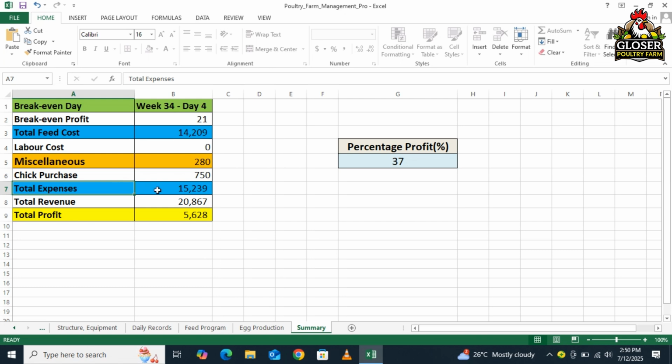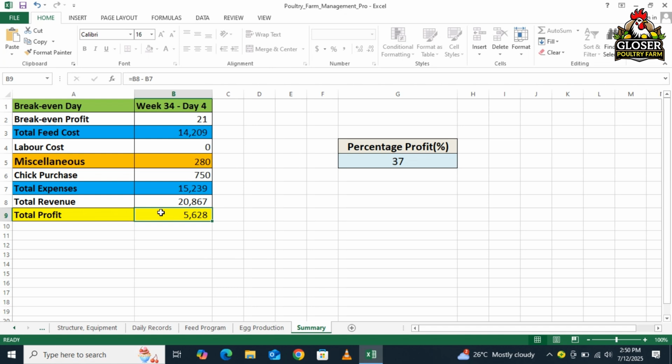Right below that is total revenue. This number shows how much money your farm earned from selling eggs during the entire cycle. It's the total income before removing any expenses. And finally, we have total profit. This is the most important number. It's calculated by taking your total revenue and subtracting all your expenses. That result is your net profit, the real money you've made after covering all your costs.